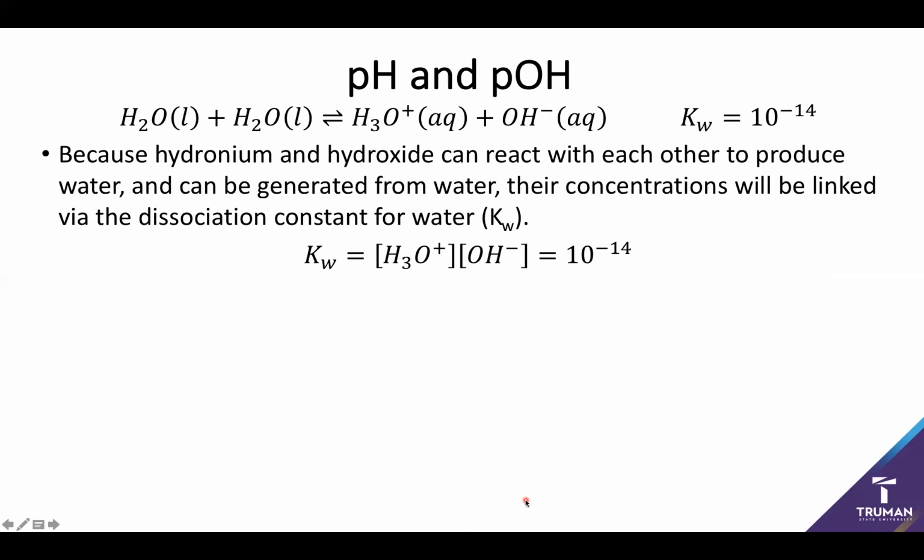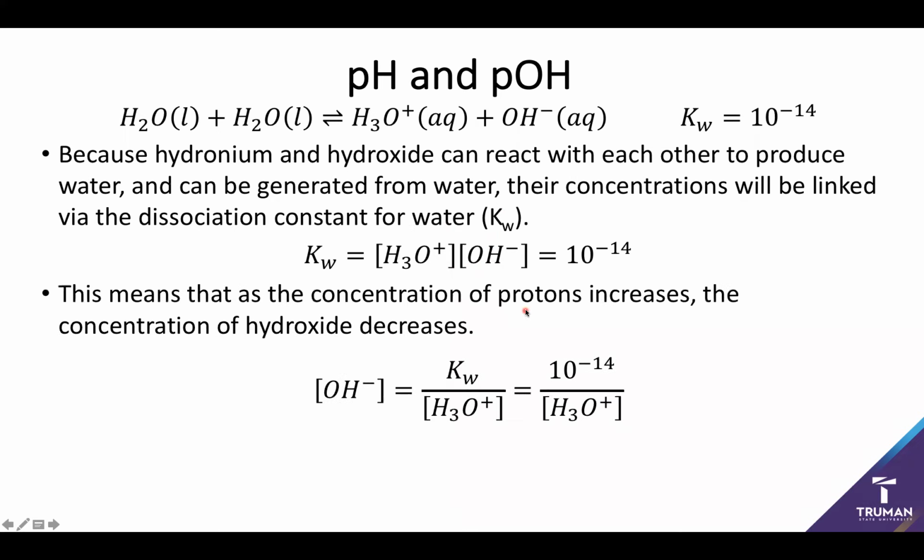Now, because hydronium and hydroxide can end up reacting with each other, the amount of hydronium and hydroxide are going to be linked via our Kw. So as hydroxide goes up, hydronium will go down. As hydronium goes up, hydroxide goes down. And so we're going to be looking at how these two species relate. However, knowing that the product of these has to be 10 to the negative 14th, I can find the hydroxide concentration under any set of conditions just by taking 10 to the negative 14th divided by the concentration of hydronium.